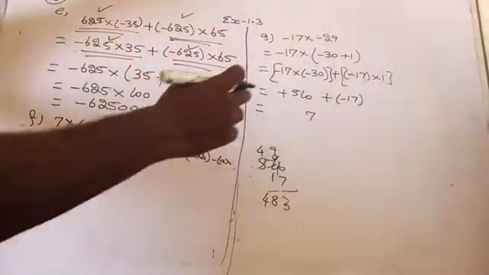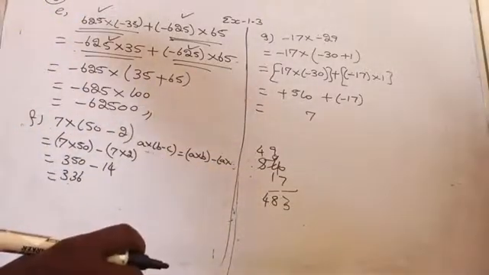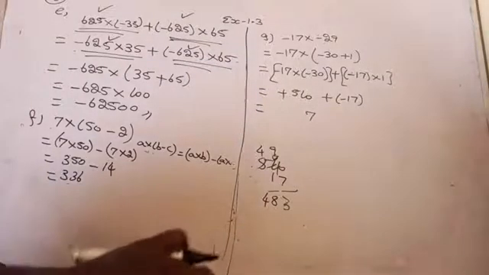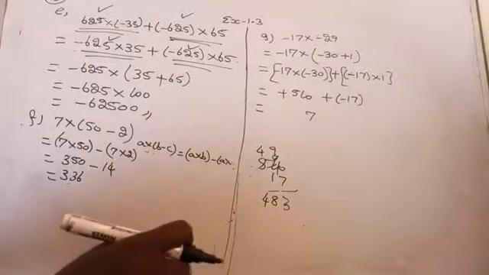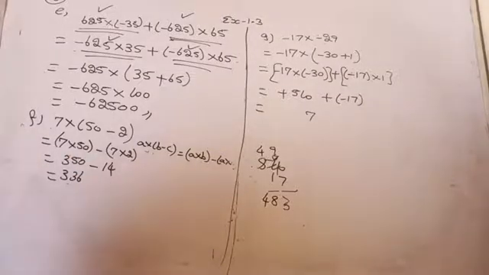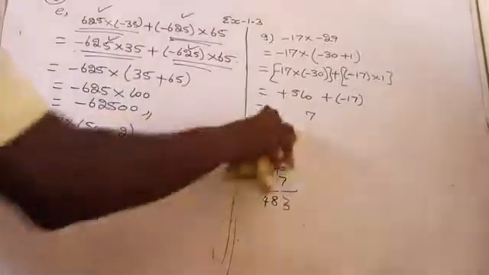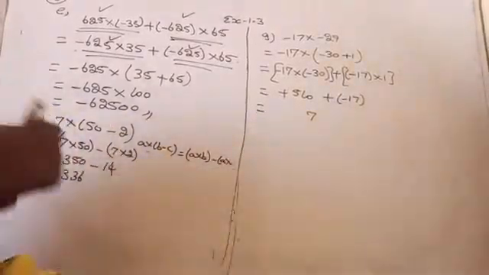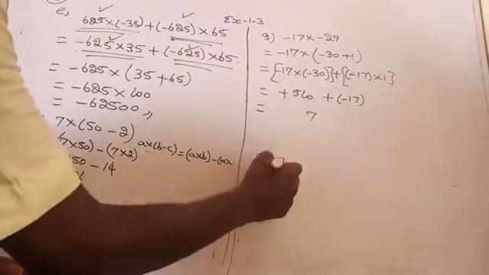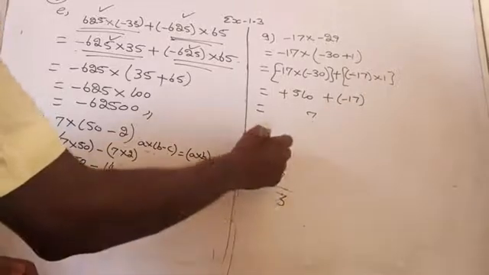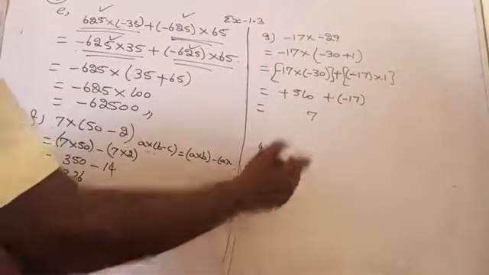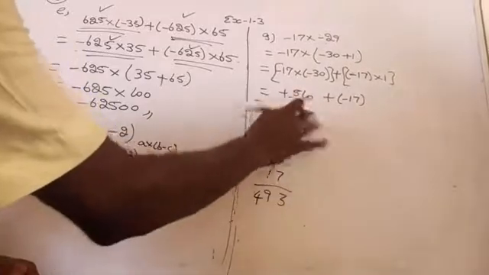What is the product? It is 510. 510 minus 17: 10 minus 7 is 3, here 4, 10 minus 1 is 9. So 493.